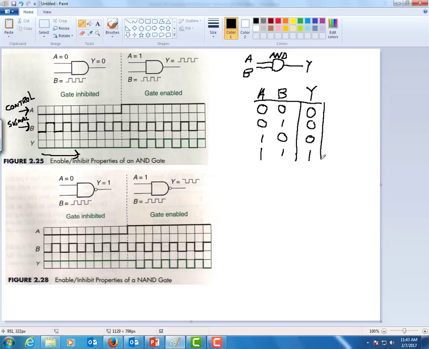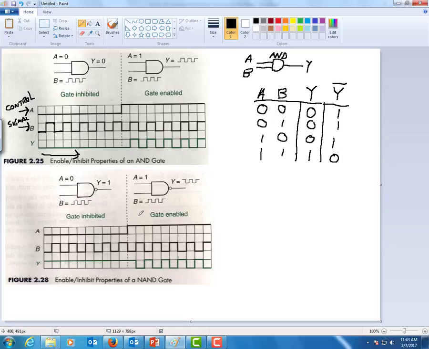I'm going to draw another column here. I'm going to call it Y bar. And that's pretty straightforward, right? We just put an inverter on the output of an AND gate. We already have the truth table for an AND here. So a NAND is simply going to be the opposite, right? 1, 1, 1, 0. I just inverted these outputs here, right?